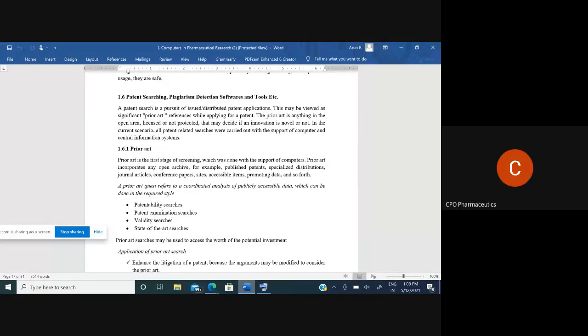This is what I'm expecting, but no one was telling. Well and good, no problem. Okay, so try to understand. This is known as prior art. This is known as prior art search.